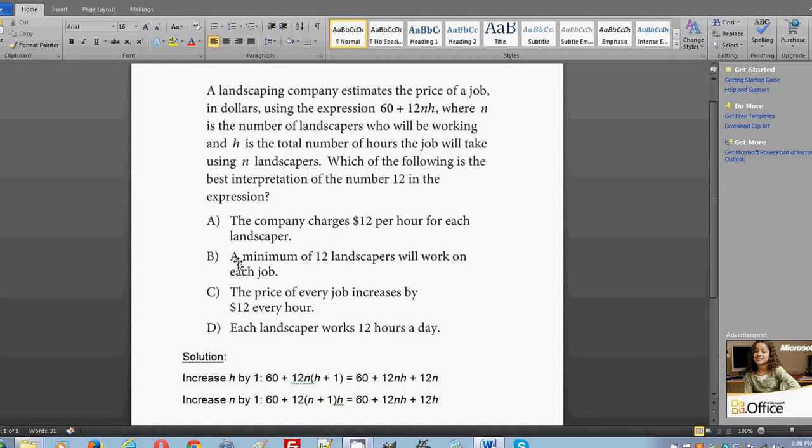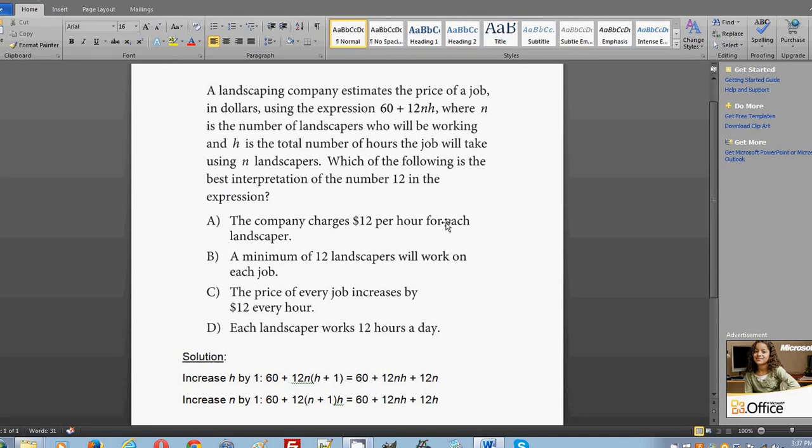Now B says a minimum of 12 landscapers will work on each job. That doesn't really make sense because the number of landscapers depends on the number n, right? Because there are n landscapers working. So n could be equal to 1, and that's one landscaper only, right? So a minimum of 12 doesn't make sense. By eliminating all these answer choices, we can arrive at choice A: the company charges 12 per hour for each landscaper.